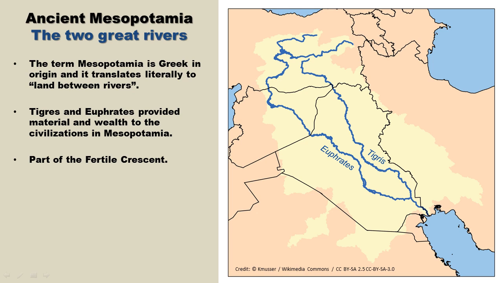When we talk about ancient Mesopotamia, we can't avoid talking about the two great rivers, the Tigris and the Euphrates. In fact, the term Mesopotamia is Greek in origin, and it literally translates to the land between rivers. Everything revolved around these two titanic rivers. The rivers provided material, wealth, and nourishment to the great civilizations that ruled over Mesopotamia during the different eras. We will talk more about these two great rivers in the next lecture.